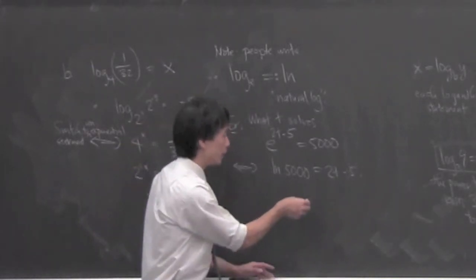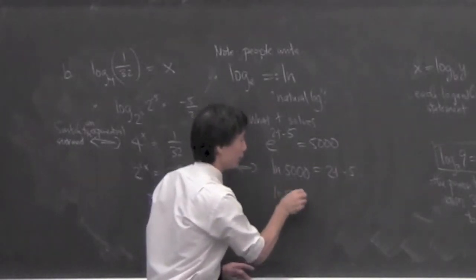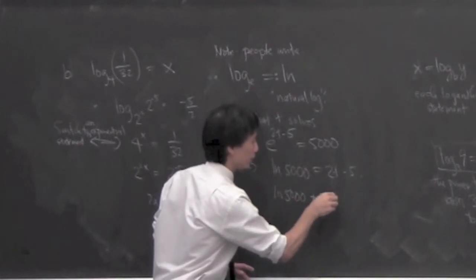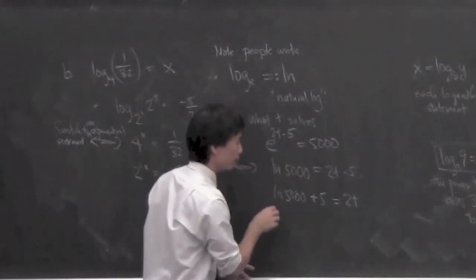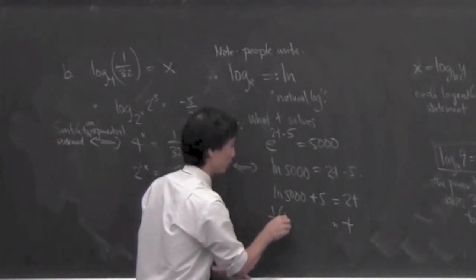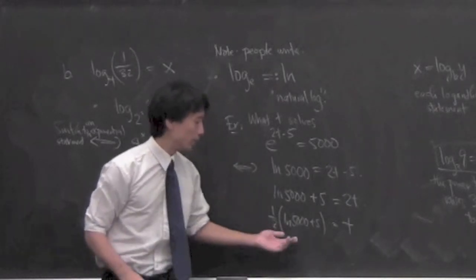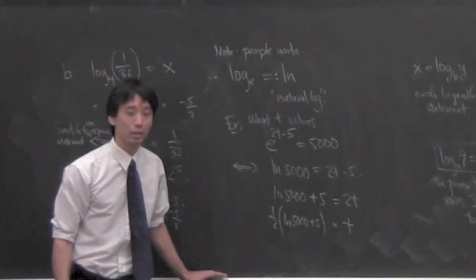Right? And then you just solve for t. So what's t? T is going to be natural log of 5,000 plus 5. It's 2t, and you divide everything by 2, and you get that t is going to be this number, whatever it is.